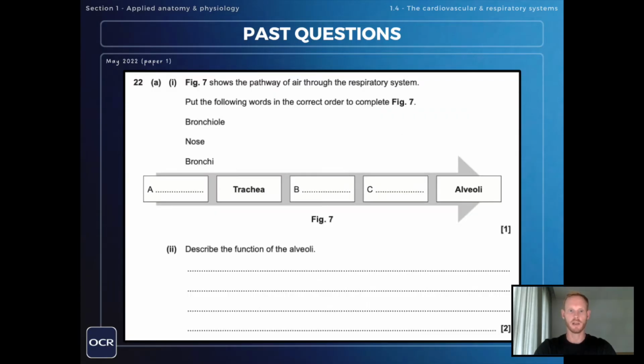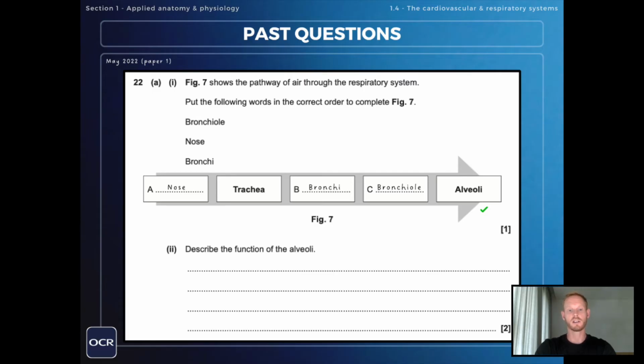Next question from the same paper, Figure 7 shows the pathway of air through the respiratory system. Put the following words in the correct order to complete Figure 7. So air moves through the nose or mouth, through the trachea, into the two bronchi, which are the two branches of the trachea. One directs air to the left lung and one to the right. These bronchi branch off into smaller branches called bronchioles, which divert air to the alveoli.